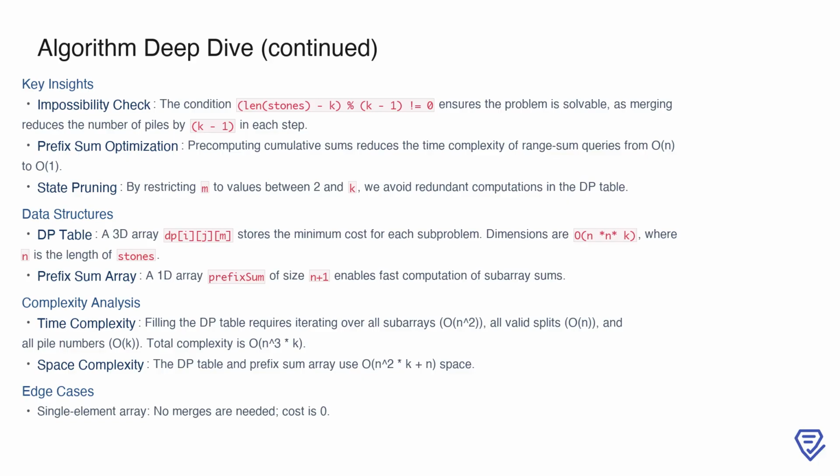From a complexity standpoint, filling the DP table involves iterating over all subarrays in O(n^2), considering all splits in O(n), and processing up to k pile configurations. This results in a total time complexity of O(n^3 * k). The space complexity, dominated by the DP table and prefix sum array, is O(n^2 * k + n).